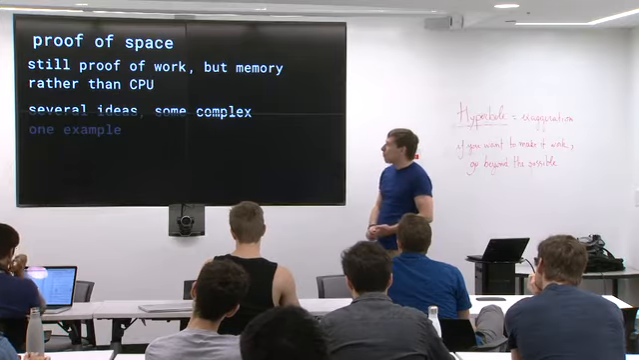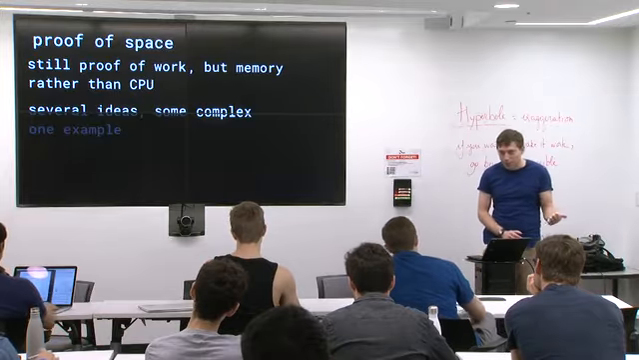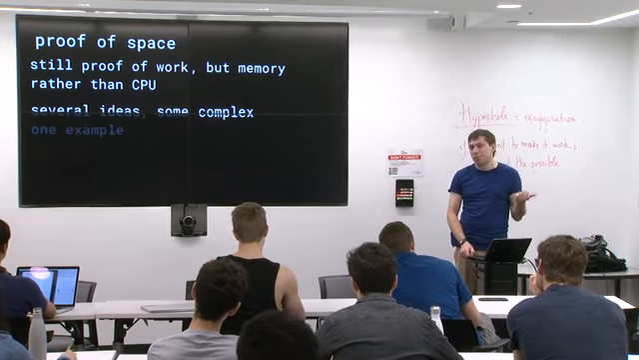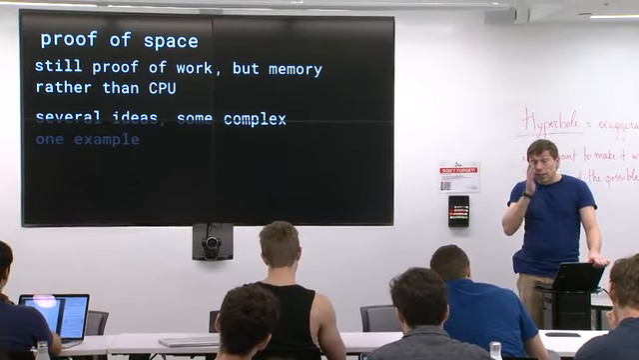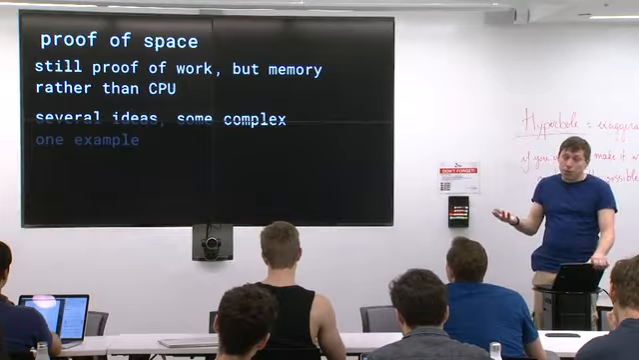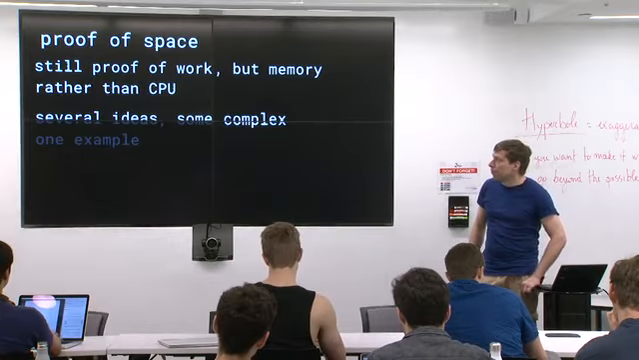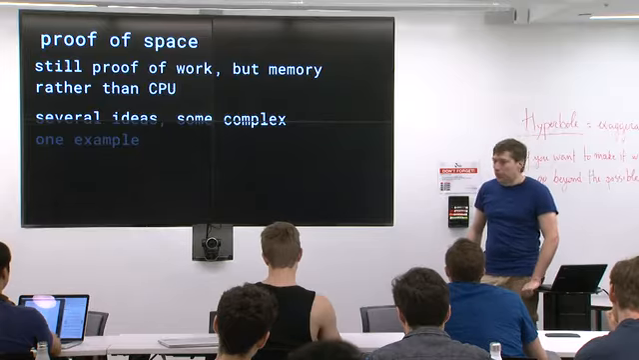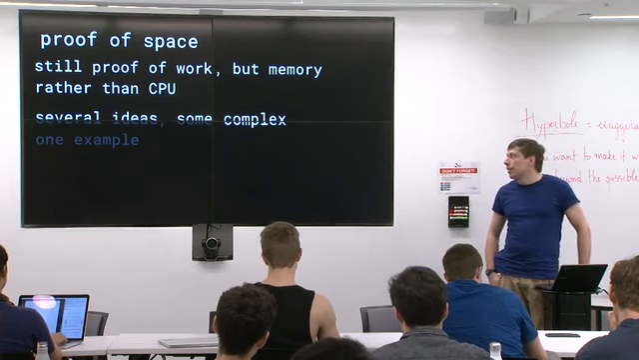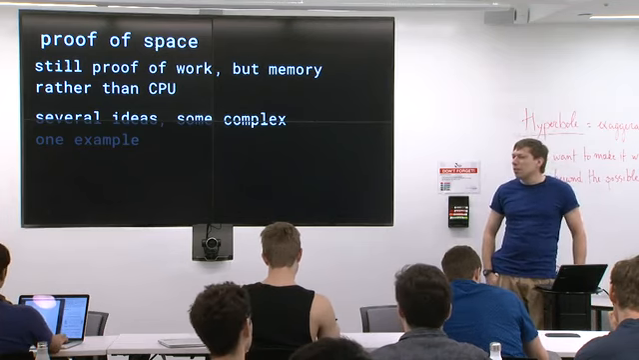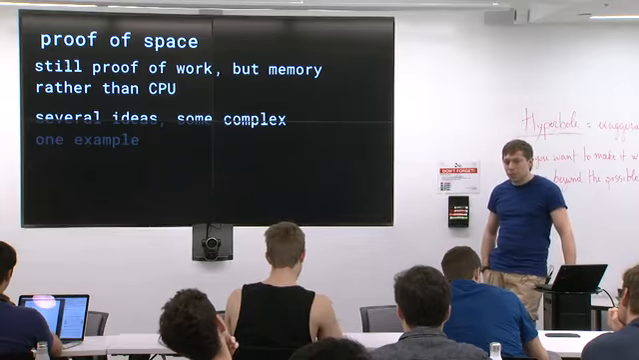Proof of space. There's a bunch of ideas here. Space Mint was some people here. I know Bram Cohen, the author of BitTorrent, right? He made BitTorrent almost 15 years ago now, and he's now working on some of these kinds of things. He's working on a proof of space coin called Chia. The idea is still similar to proof of work, but you're using some kind of memory or storage space rather than your CPU.